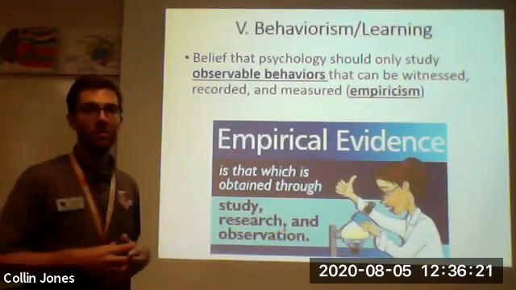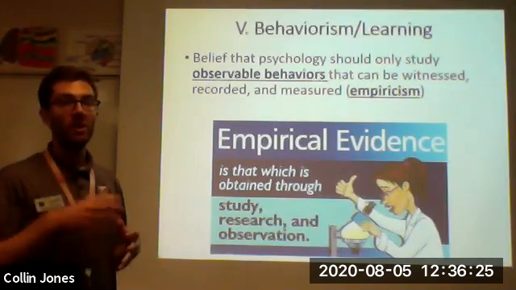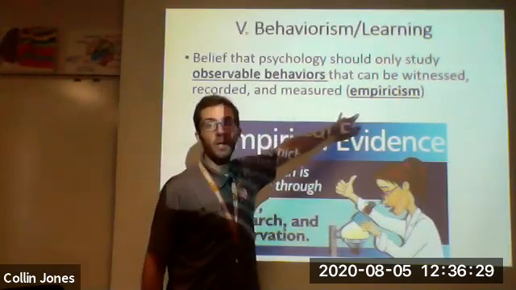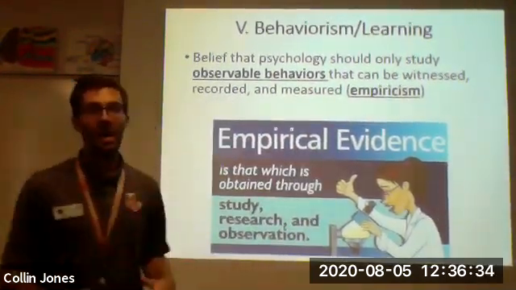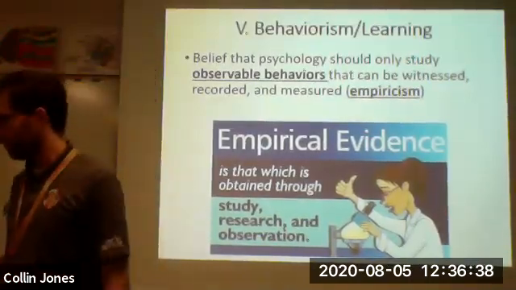This graphic explains what behaviorists are all about. They want to see how people learn. So they're going to do research, they're going to study, they're going to observe, they're going to measure things. This term, empiricism, means relating to empirical evidence, things that you can prove and test, okay?